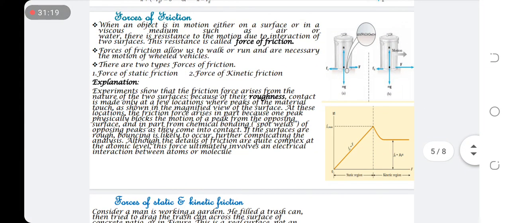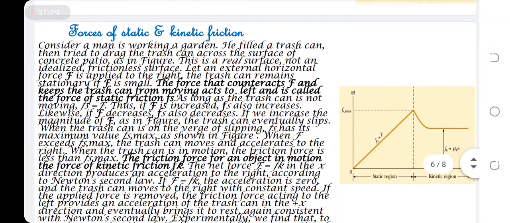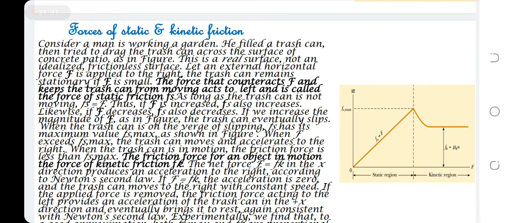This is a trash can. A can means some three-dimensional body having some volume to place something in it. The trash can is on the surface of a concrete patio. This is a real surface, not an idealized frictionless surface.